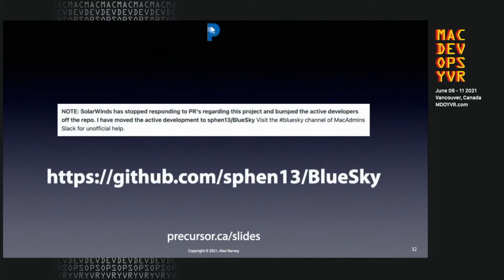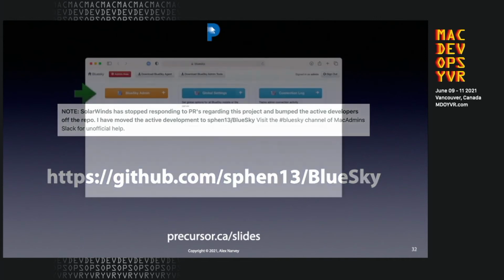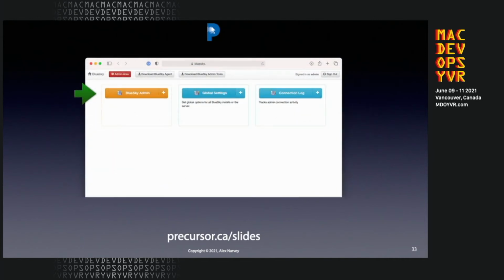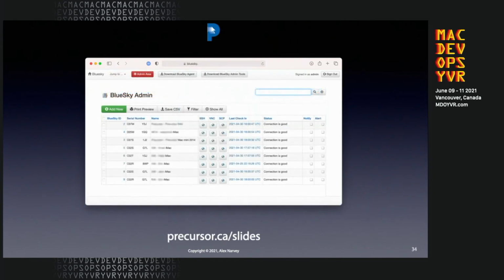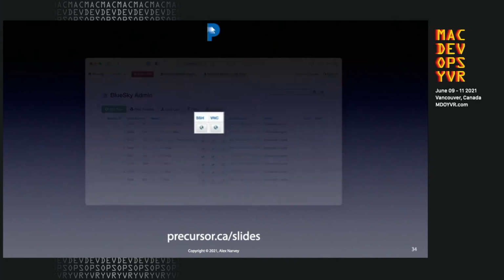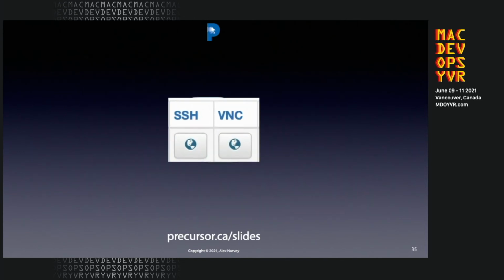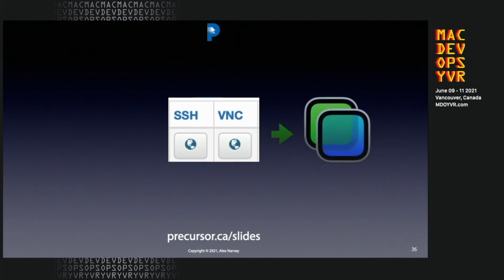But the Logic Now repo is no longer maintained. Fortunately, Stephen Boyle has kept it going at his Sven13 repo. And there is also a BlueSky channel on the MacAdmin Slack that is most helpful. Following the wiki, you can create your own BlueSky server, and when you click on the admin button, voila, you can see all the computers with BlueSky on them. The first step is to establish the SSH connection. And then you can VNC, i.e. you can use Apple screen sharing through the SSH tunnel.